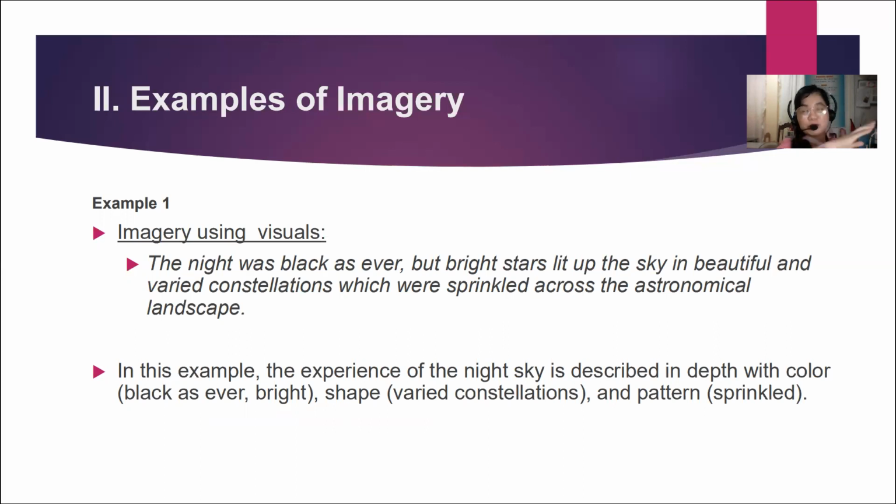So when it says sprinkled, you imagine it scattered across the sky. Varied constellations with different shapes, different sizes, you imagine. And then black as ever. So imagine a black sky, then sprinkled with constellations. So that is the first, imagery using visuals.